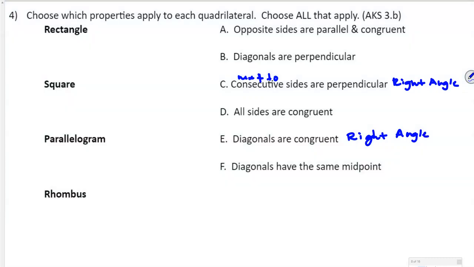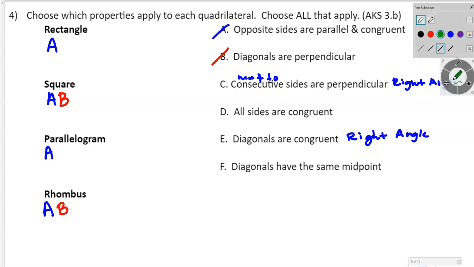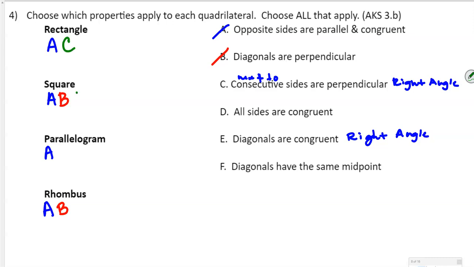A rectangle. Actually, let's talk about the properties. Opposite sides are parallel and congruent. That's all of them, right? Because they are all parallelograms, yes? Okay, then we've got diagonals are perpendicular. So that's a property of a rhombus, and guess what else? Other shapes of rhombus is square, right? So we're going to work through these one at a time. Then we've got consecutive sides are perpendicular. So what shapes have right angles? That would be our rectangle and our square, right?